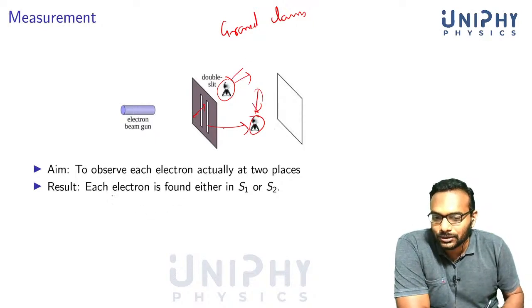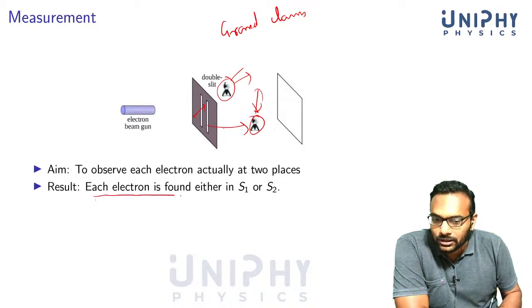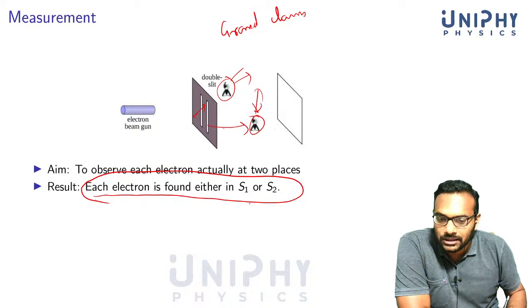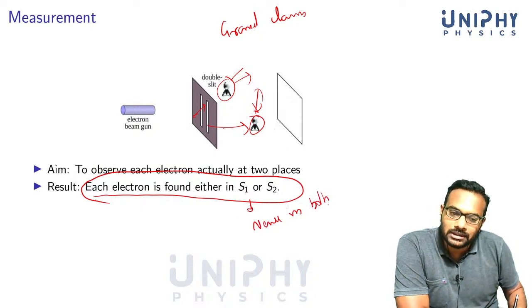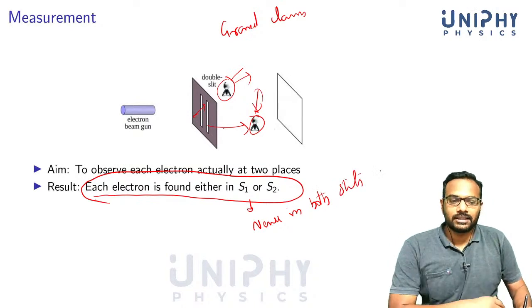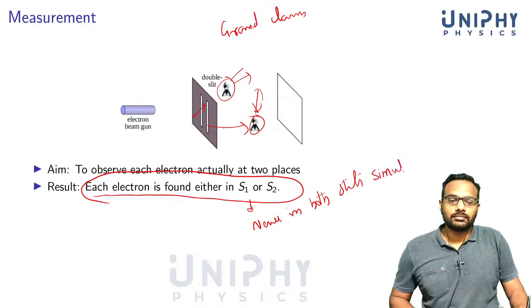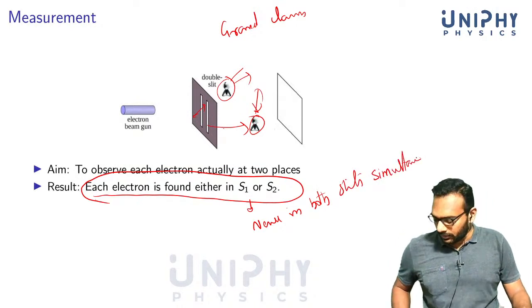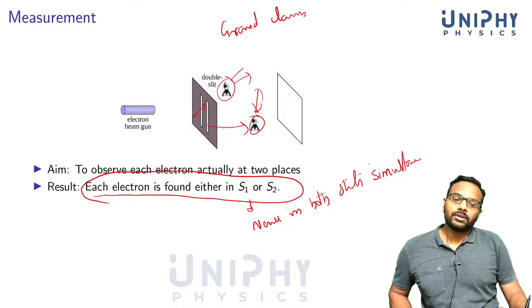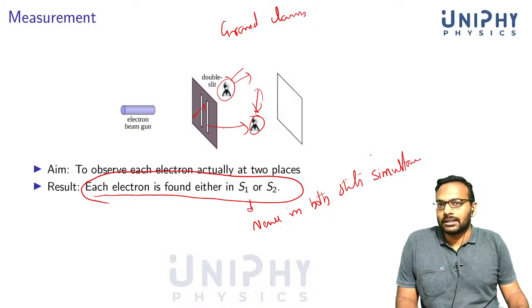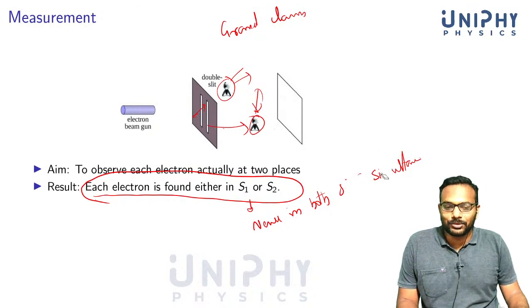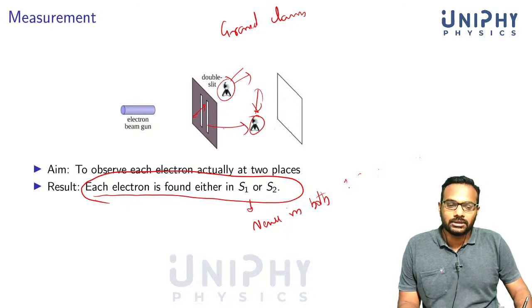So the result is that each electron is always found either in slit 1 or in slit 2, never in both slits simultaneously. This is the result. Now this is another problem that we have. It's even more problematic than the principle of superposition. Never in both slits.